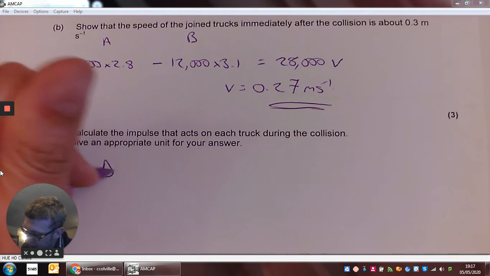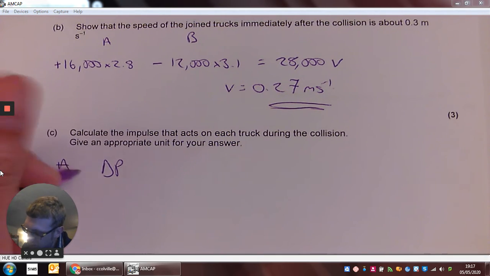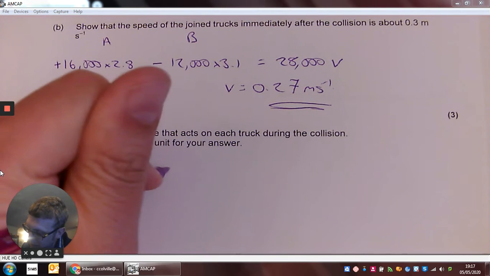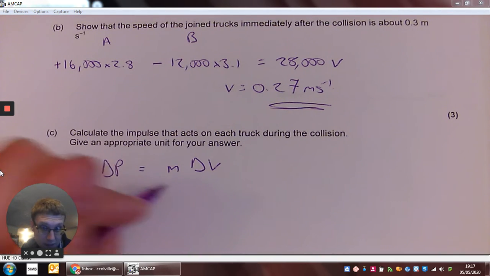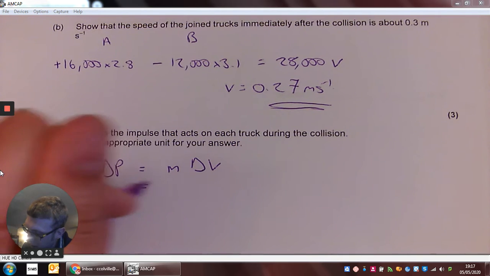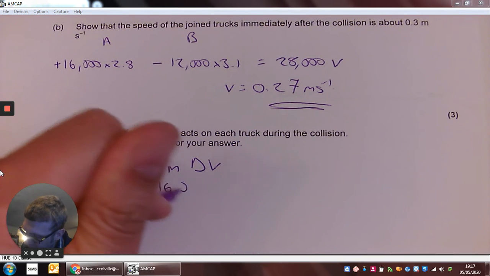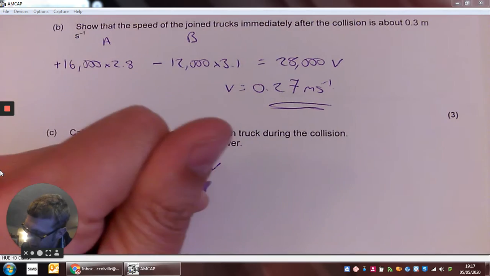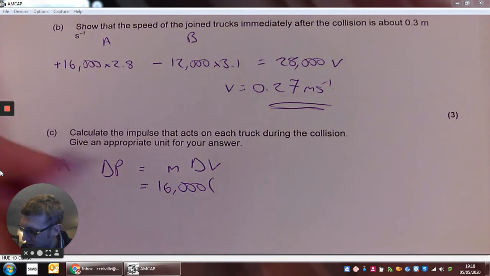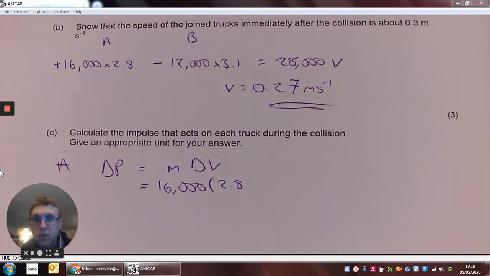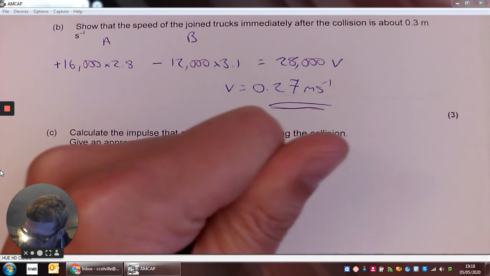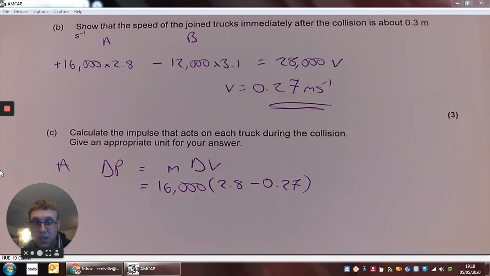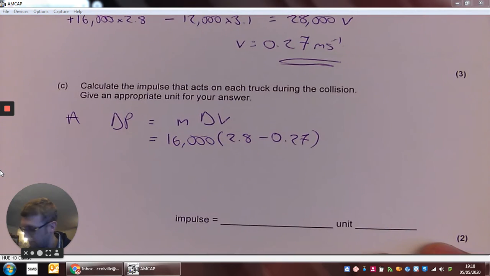So let's say I'll look at the change in momentum for truck A. That's going to be the mass times by the change in the velocity. Now the mass is staying the same. If the mass was changing, I'd have to consider the change in mass as well. So for truck A, my mass is 16,000. My change in velocity, well, I started off at 2.8 meters per second. I went down to 0.27 meters per second, so that's my change in velocity.